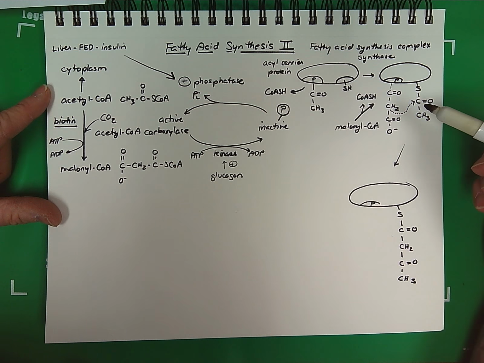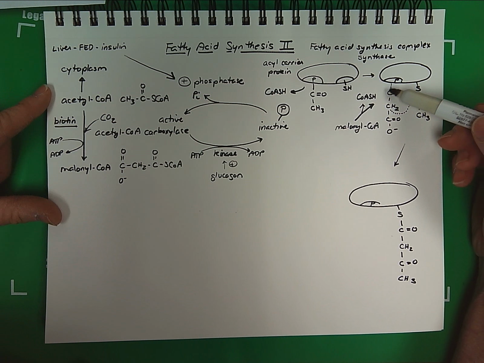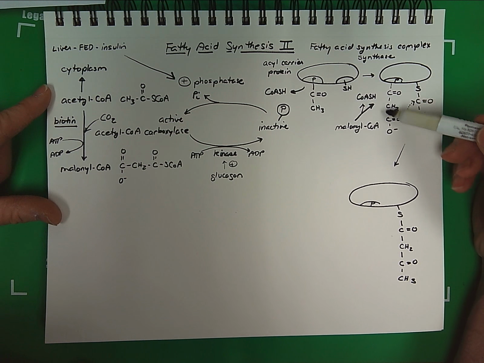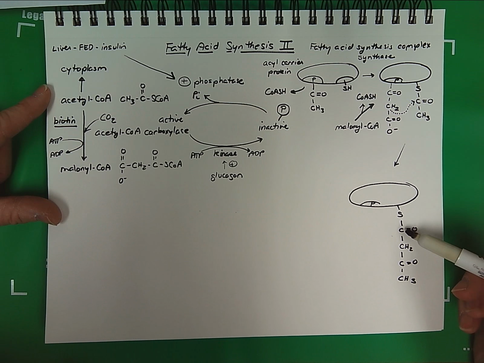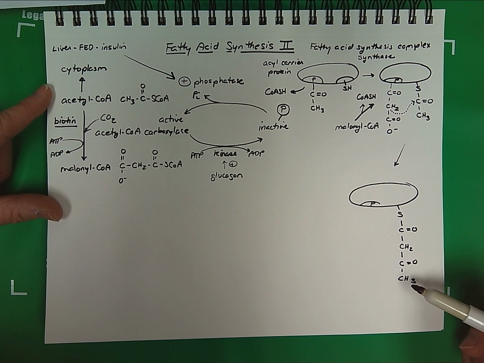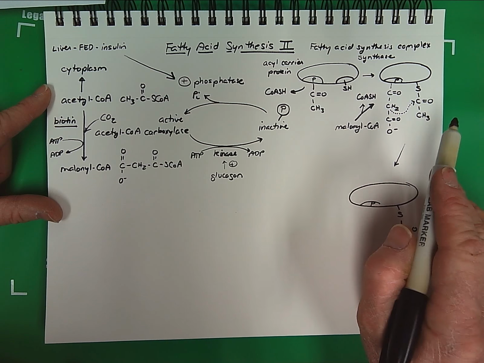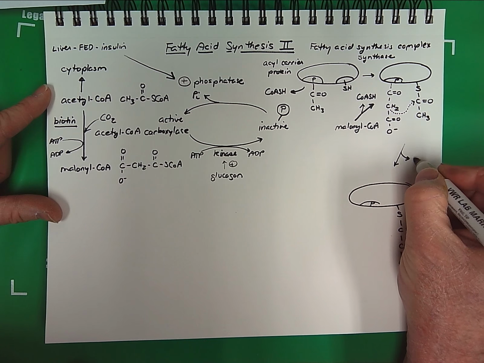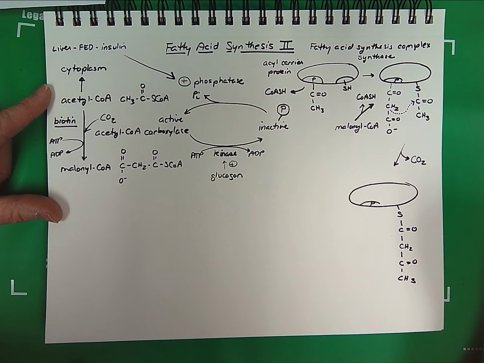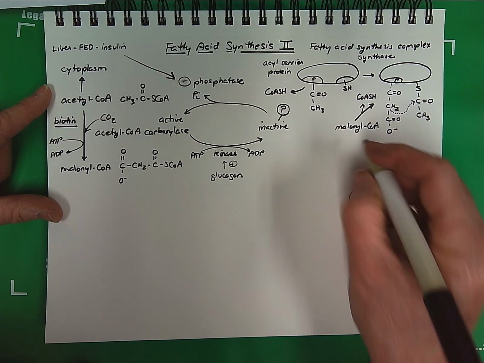Now notice what we've done is we've taken 2 carbons of the malonyl group and added it to the 2 carbons of the acetyl group. By doing that, we've lengthened the chain now to 4 carbons. Now what happened to this CO2? This CO2 left during this condensation reaction to release the energy needed to perform this condensation reaction.